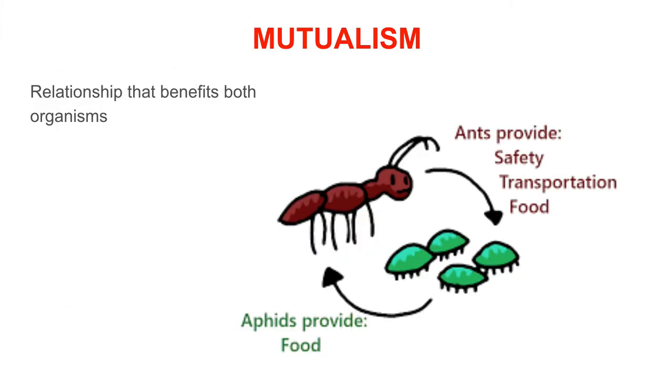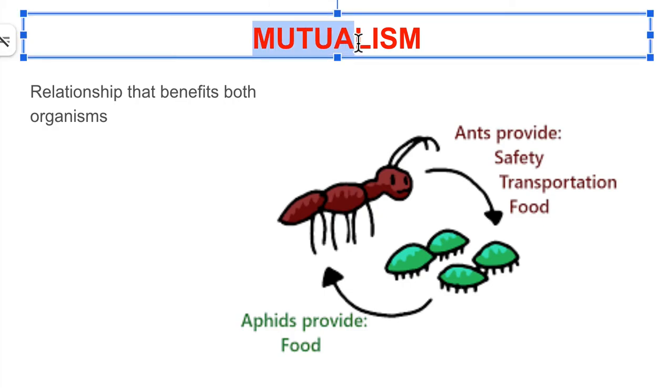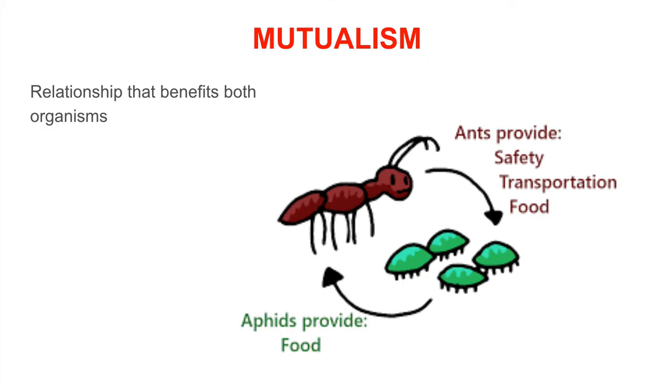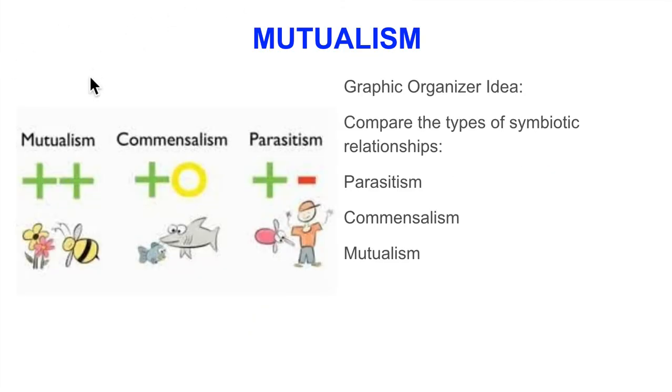So our next word is mutualism. Our keyword here is mutual. So mutualism, or a mutualistic relationship, it benefits both organisms. So in this example, this ant provides some safety for these things called aphids, and these aphids wound up providing food for that ant. So here's a good picture. I like it. So mutualism it benefits both. Parasitism hurts one to help one.